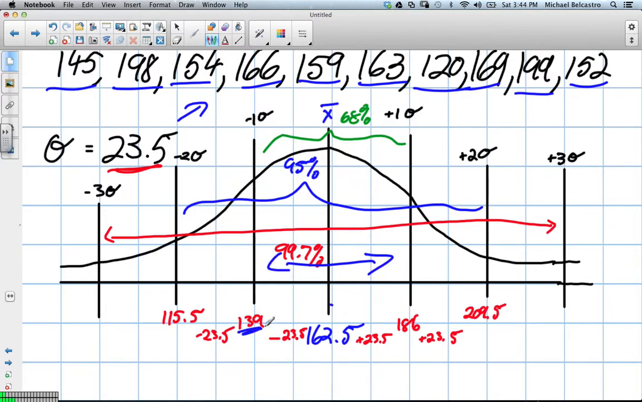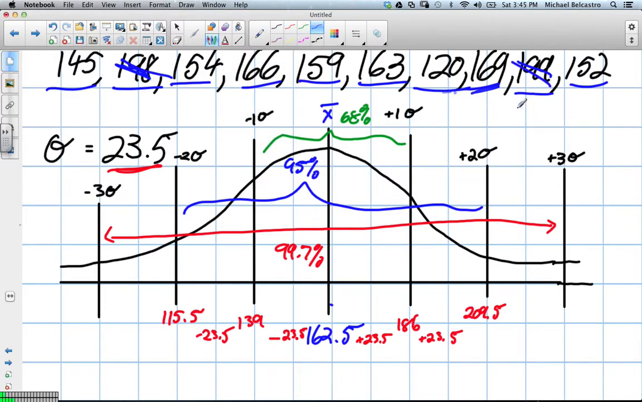Well, 139 being the lowest and 186 being the highest. Well, that gets rid of the 199 and 198, right? 169 being the next highest, so that's 2. And we said there was 10 altogether, so we get rid of those. We'll put lines to it.